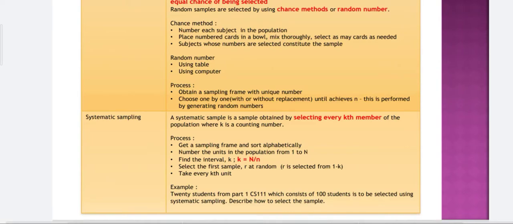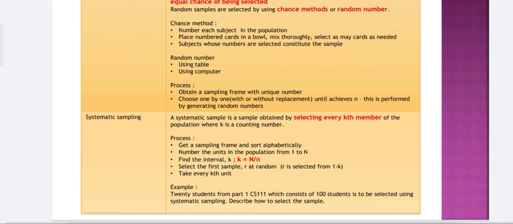Okay, the second technique adalah systematic sampling technique. Okay, this technique we'll use the systematic step. It is a sample will obtain by selecting every kth member of the population, where k is a counting number. Okay, so first of all, you kena kira dulu. We need to calculate the value of k. So how to find the value of k?